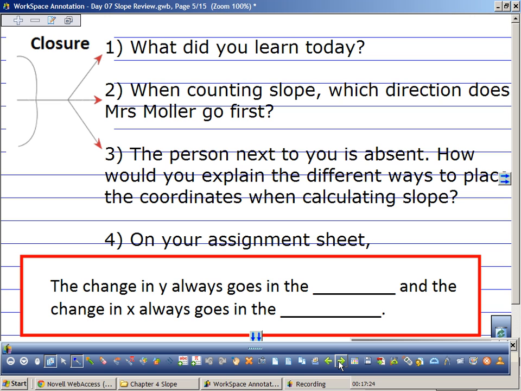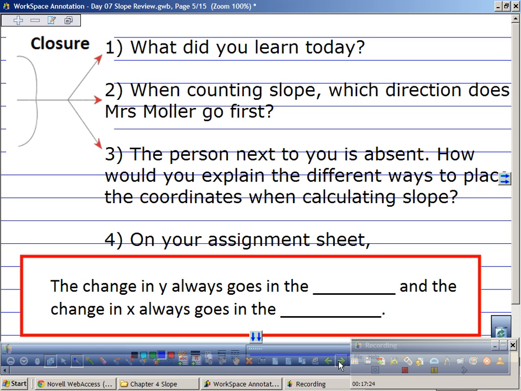Okay, on your assignment sheet, let's do our closing 5. The change in y always goes in the blank. The change in y always goes in the, Brenda, what do we call the cross? The numerator, good job. And the change in x always goes in the denominator. That's your closing thought.